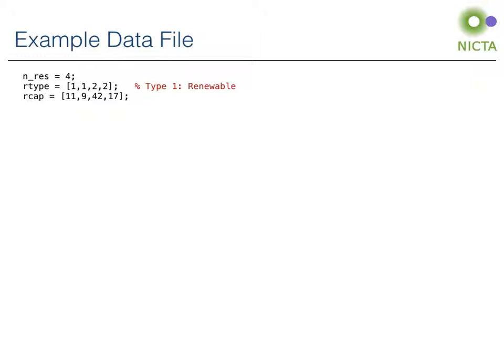For example, resource number 1, which is renewable, might be a bricklayer, and in this instance we are not allowed to be using any more than 11 bricklayers at any one time. Resource number 3, which is non-renewable, might be the number of bricks, and in this case we are limited to using at most 42 bricks over the course of the whole project. Well, these numbers probably aren't very realistic for that example, but you get the idea.